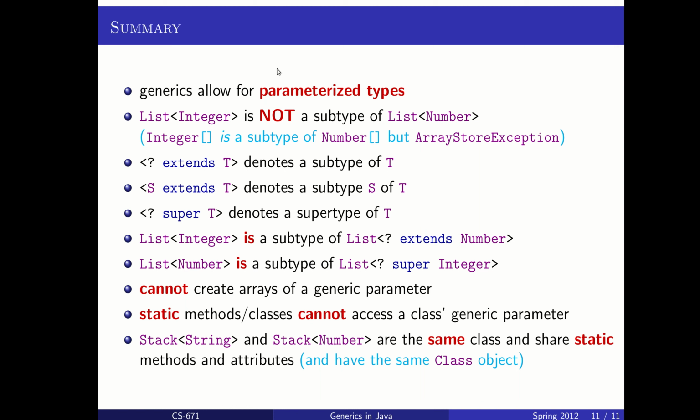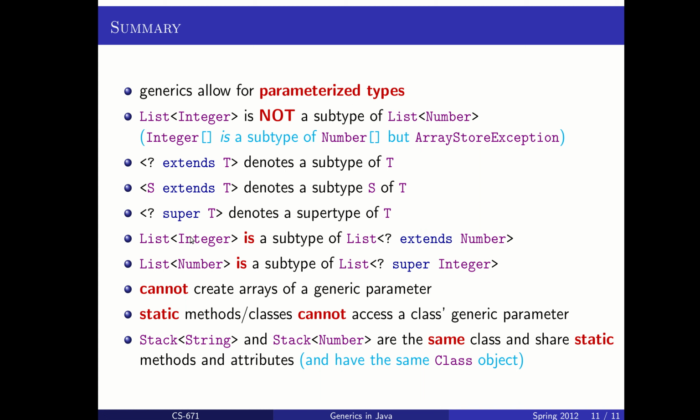It's worth noting that list integer is not a subtype of list number. Even though integer arrays are subtypes of number arrays, we're allowed to do that. We're allowed to store integer arrays in a variable that was declared for number arrays. That's okay in Java. We may get some array store exceptions if we store the wrong subtype of number inside of there, but we're allowed to treat those as being related types. But a list of integers is not treated as a subtype of a list of numbers.